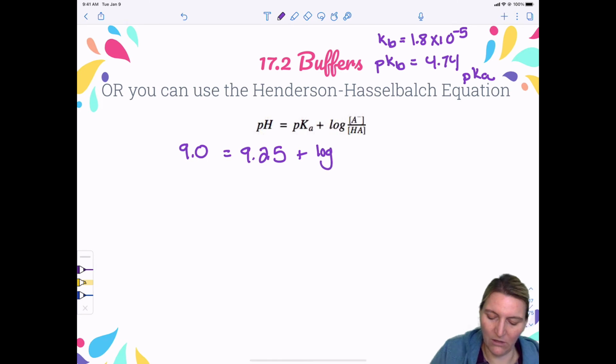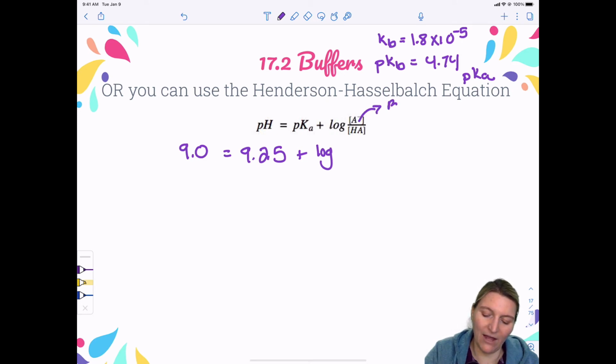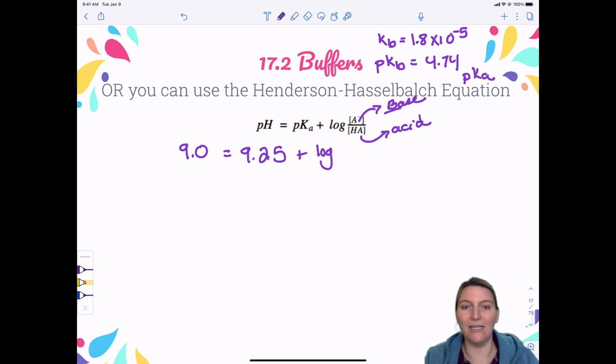And that's plus the log, right? A minus, when we think about what that is, that's the conjugate base. You can think of it as just like that. This is just the base. And this guy is the acid. It could be the acid and its conjugate base, or the base and its conjugate acid.